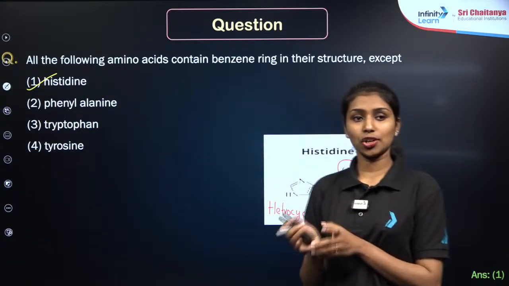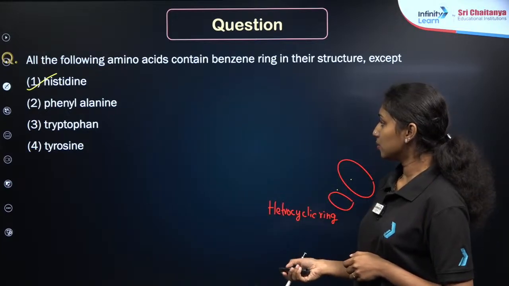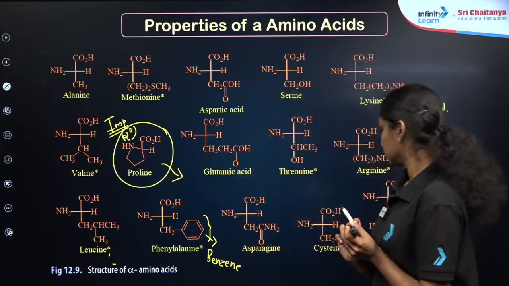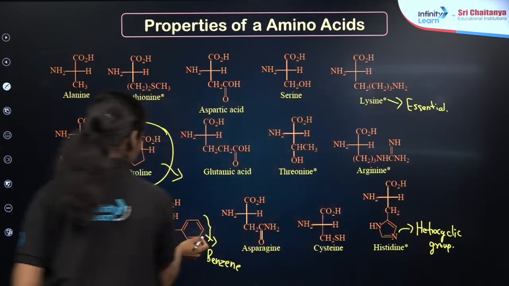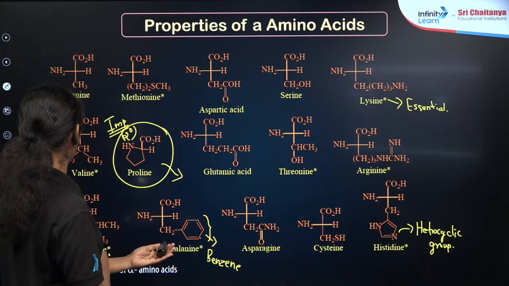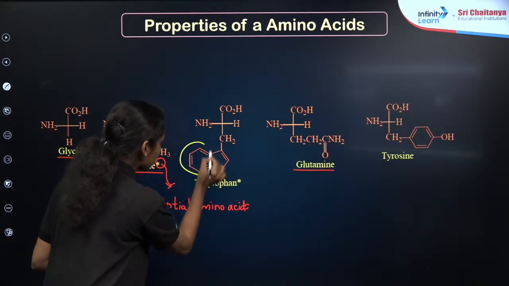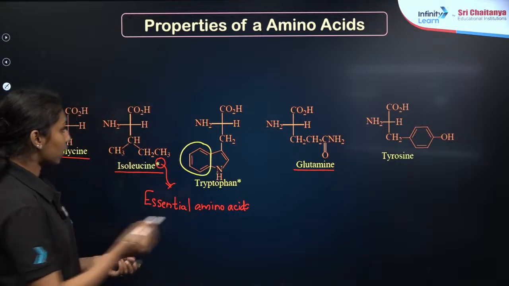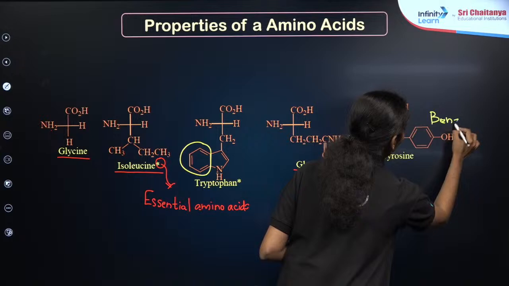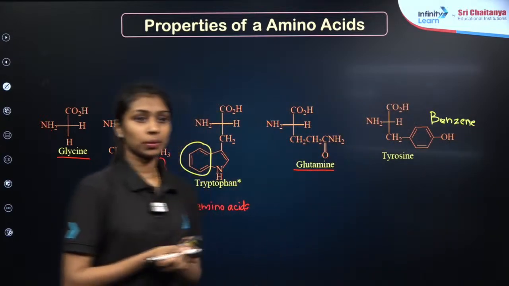Do you want to check the structures of the other amino acids also? Phenylalanine, tryptophan and tyrosine. Phenylalanine, right? There is a benzene ring here. Then tryptophan. Again a benzene ring, right? Then tyrosine. There is the benzene ring, right? So the only example that does not contain a benzene ring in its structure is histidine. Clear?